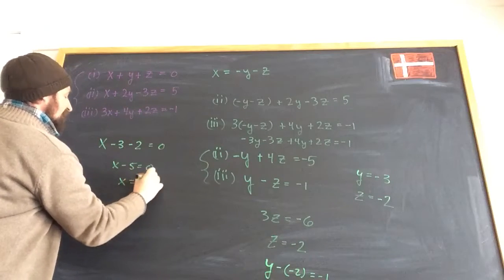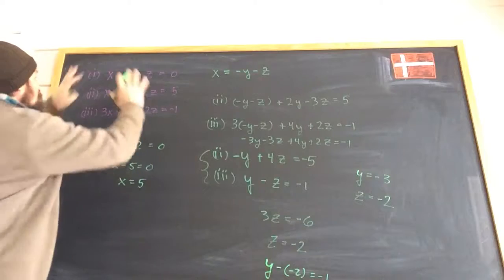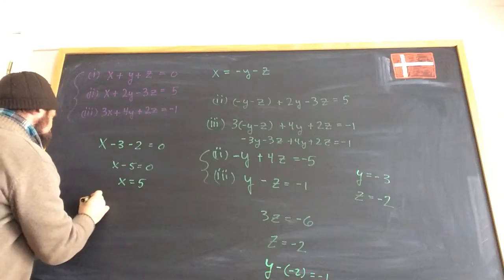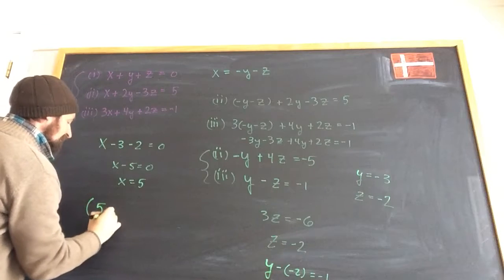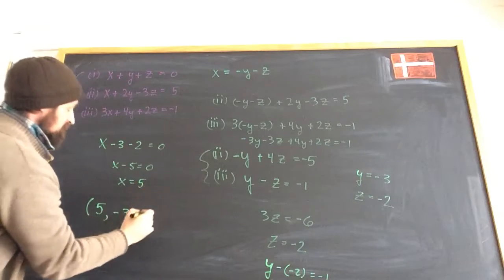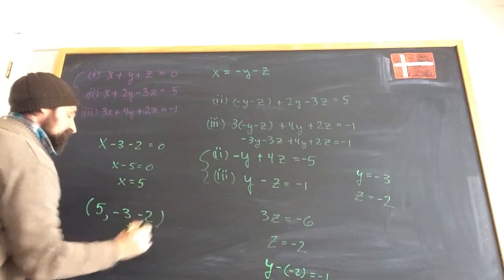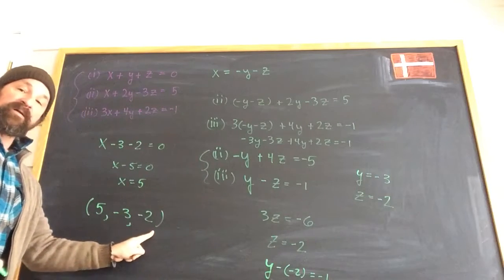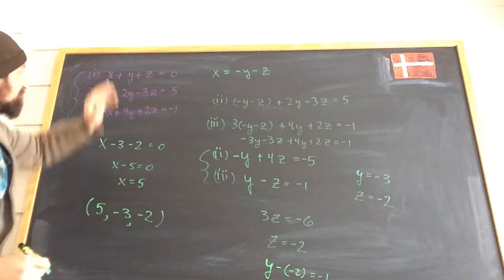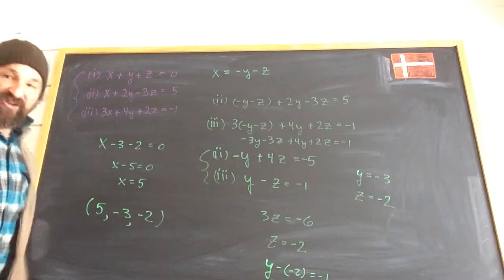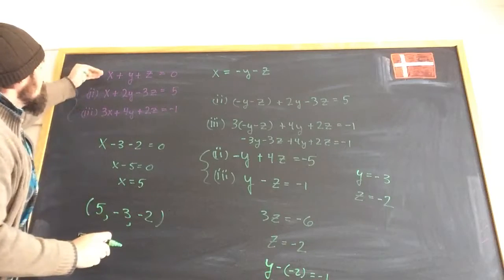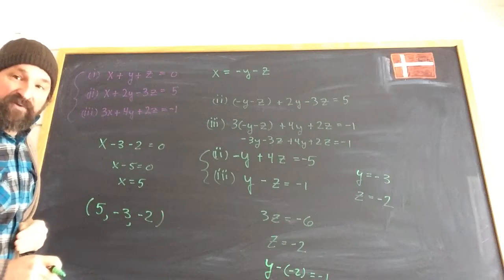X equals 5. So the solution to this 3 by 3 linear system of equations is x equals 5, y equals -3, and z equals -2. It's an ordered triple. It's a value for x, y, and z that satisfies all 3 equations. If I had time, I'd take these values and I'd make sure that it does indeed satisfy all 3 equations.